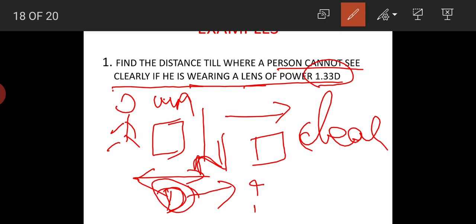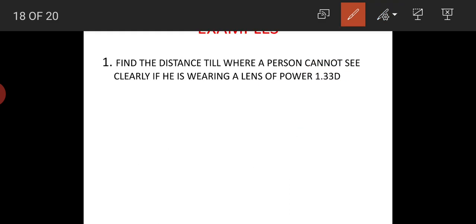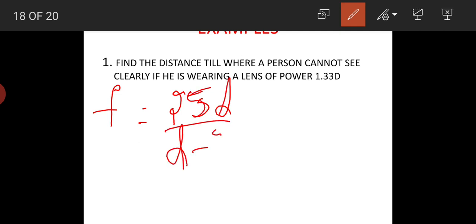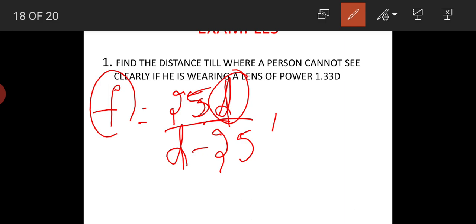In order to find that, we need to use the formula: focal length f is equal to 25D by D minus 25. This is the formula to find the near point for hypermetropia. So we need to find D. In order to find D, first we need focal length f. To find focal length f, we use the formula power is equal to 1 by f, and power is given as 1.33D.